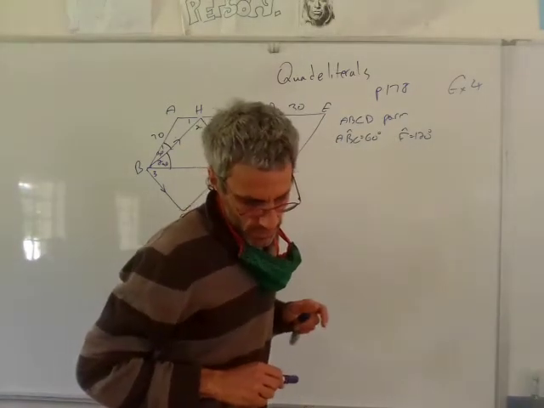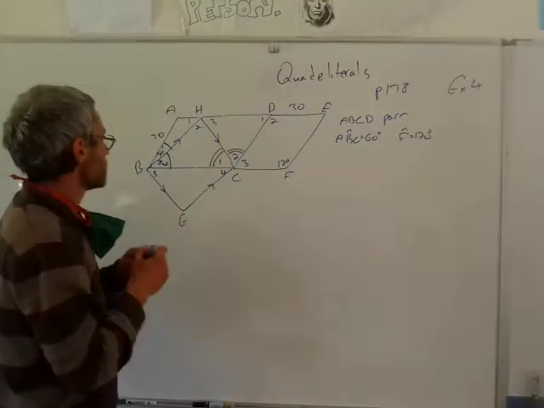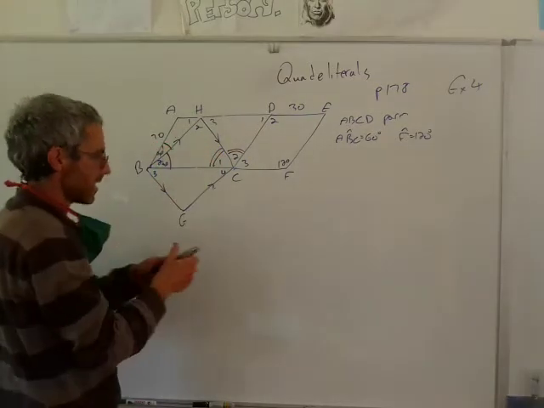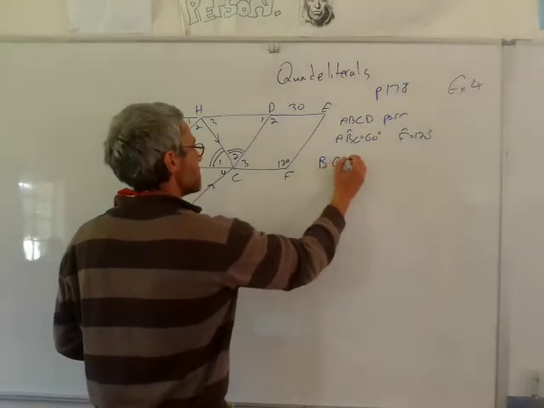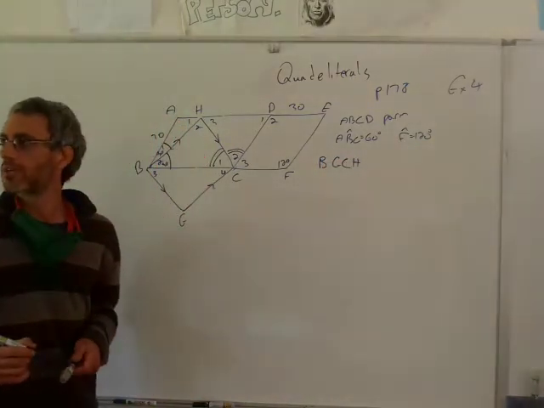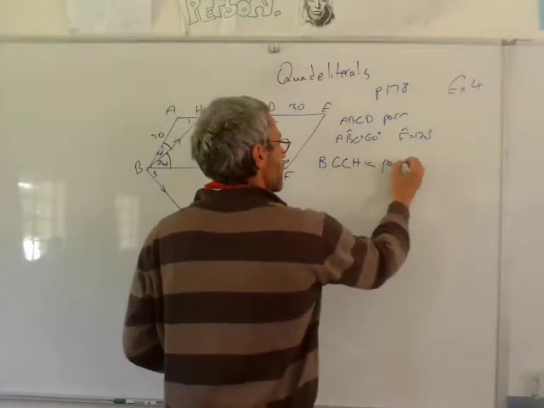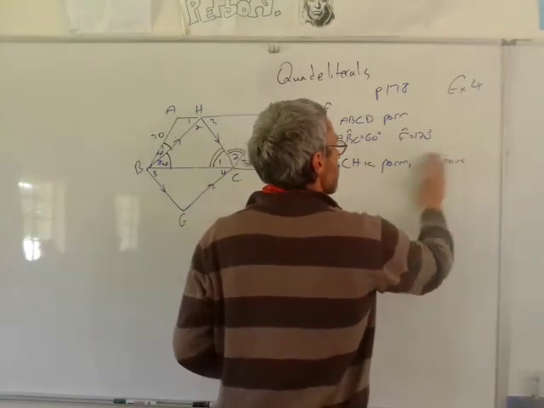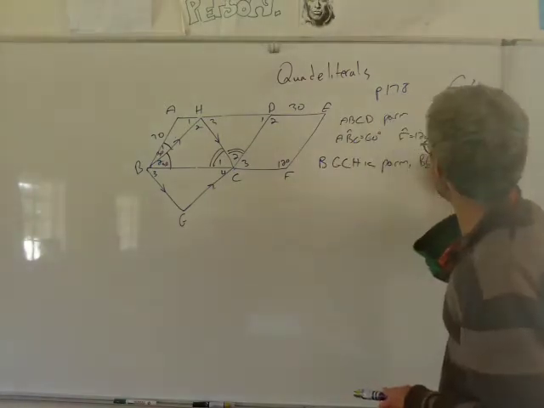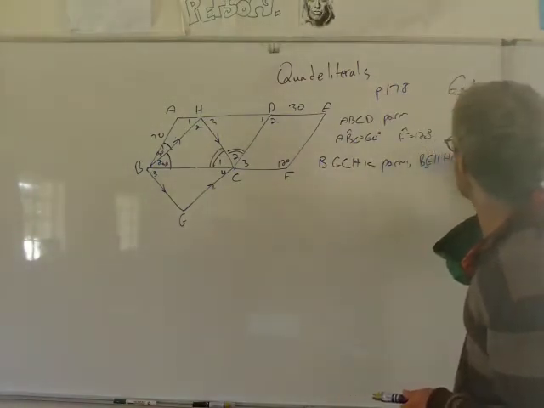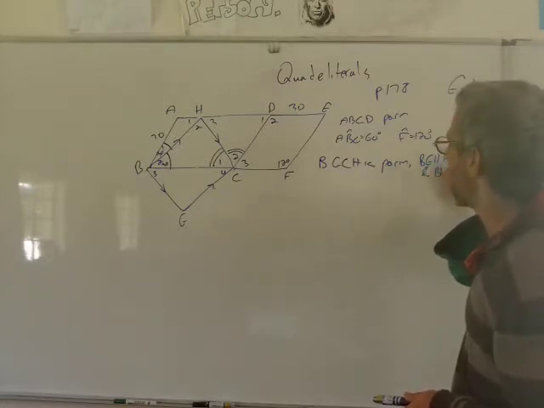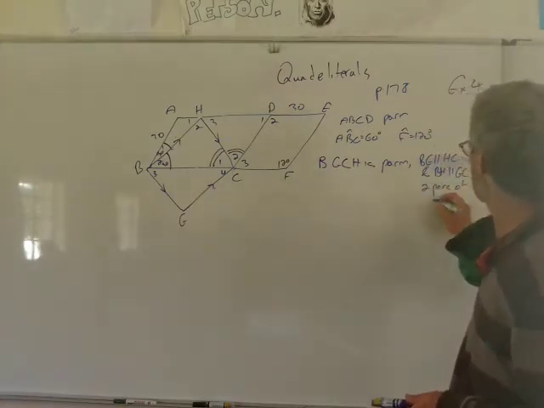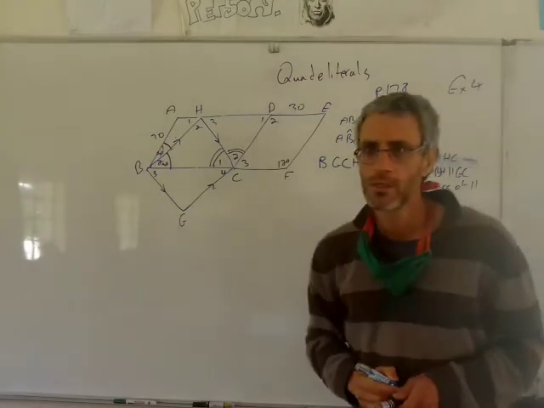Right, where are we going to start? The first thing I know about this shape: if this is parallel to that and this is parallel to that, what can I say about BGCH? What shape is it? It's a parallelogram. And I need to give the reason. I'll write BG is parallel to HC and BH is parallel to GC. We've got 2 pairs of parallel lines.